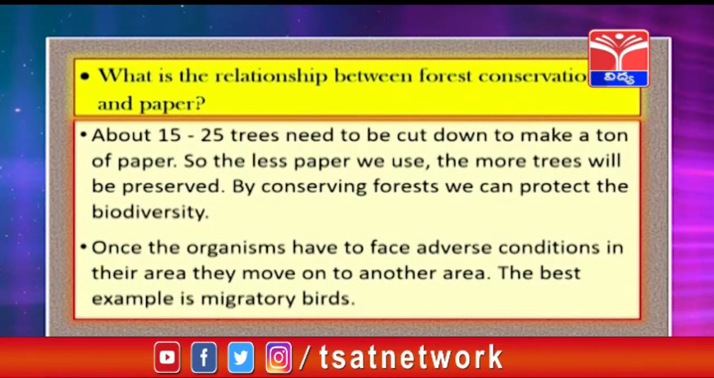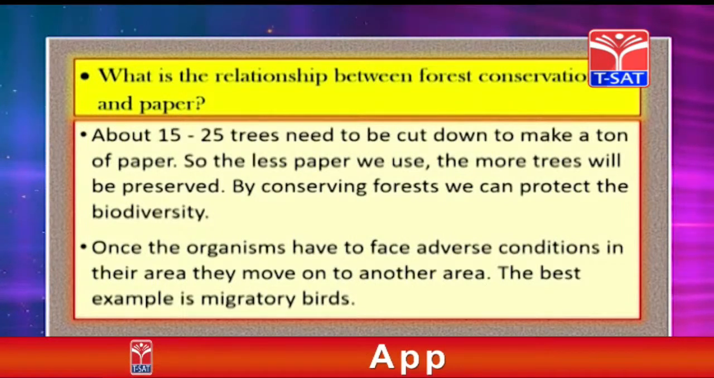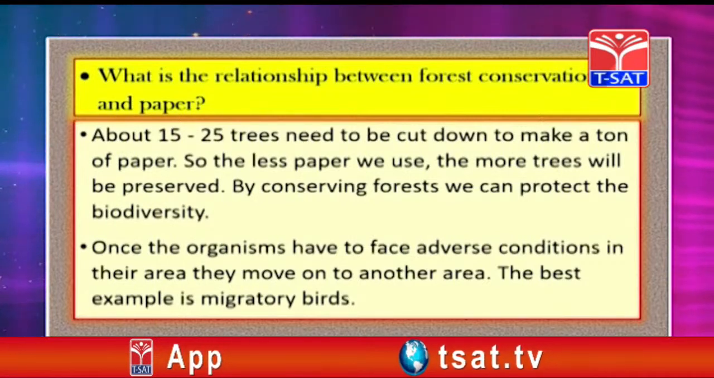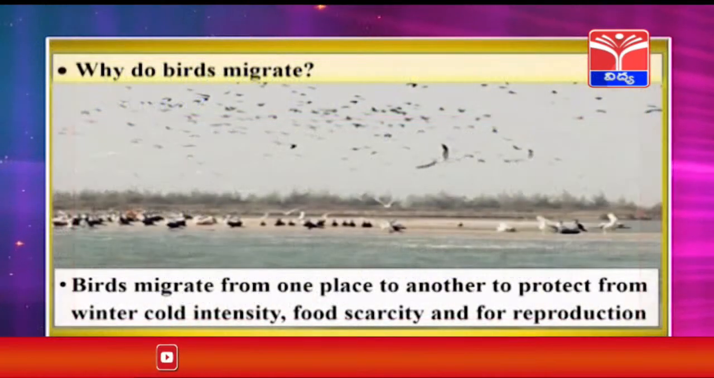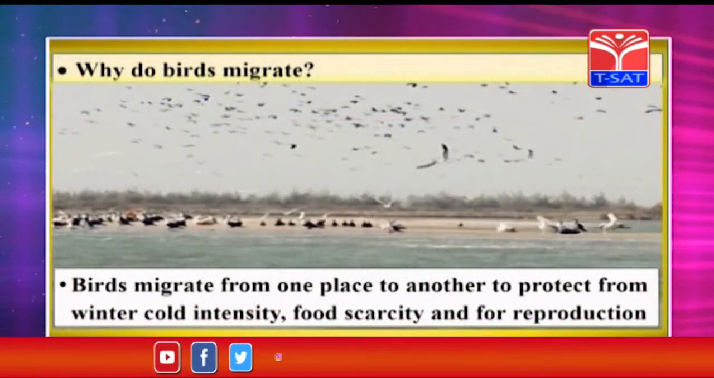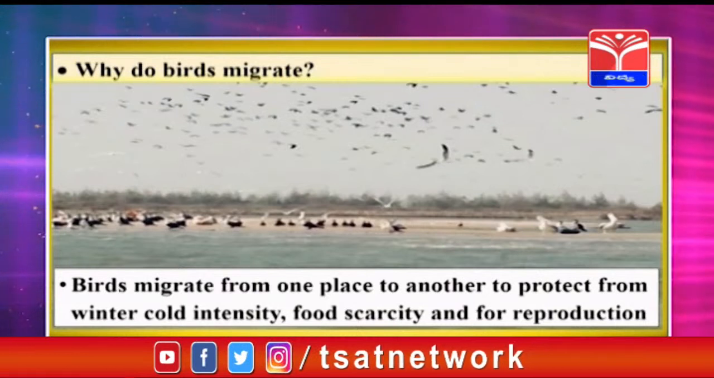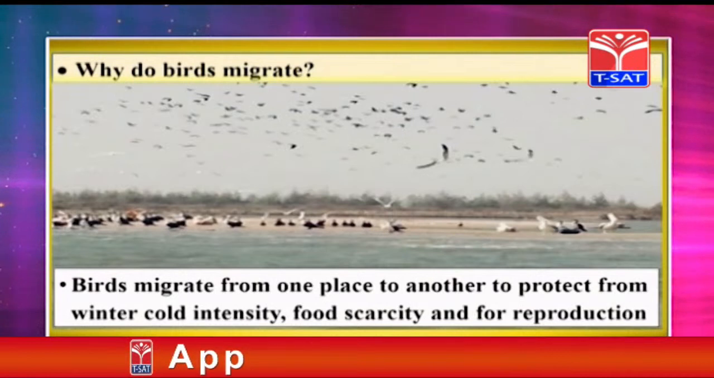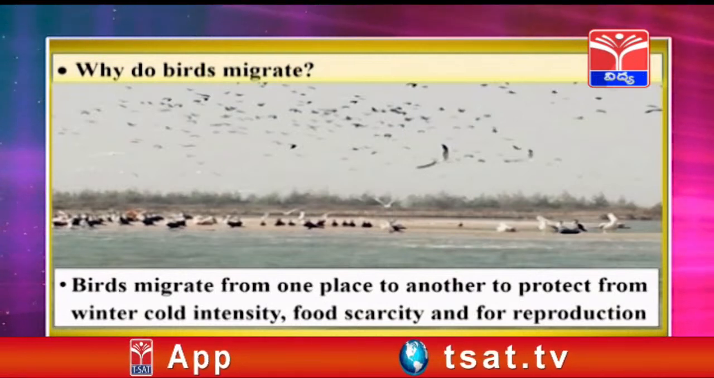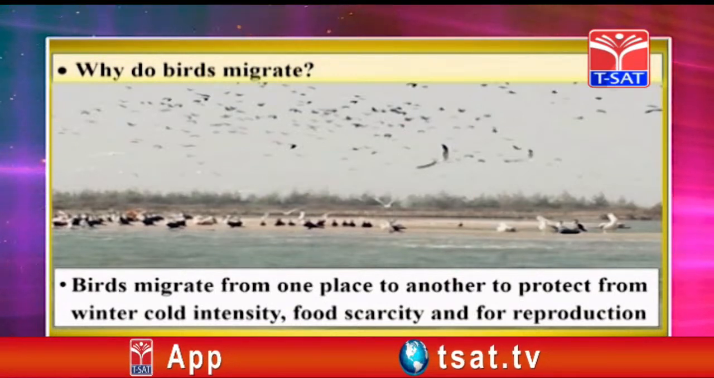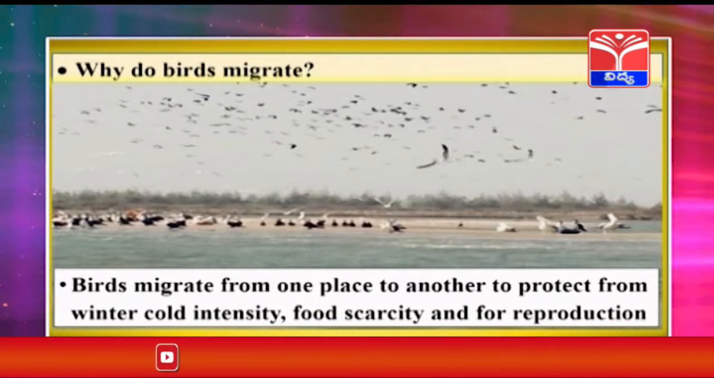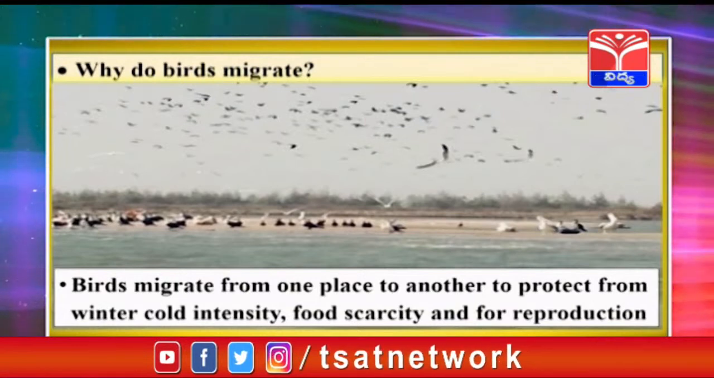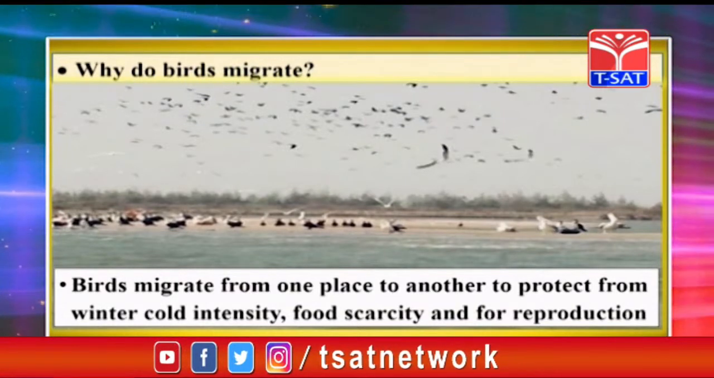Once the organisms have to face adverse conditions in their area, they move on to another area. The best example is migratory birds. Children, have you seen any migratory birds in your location? Why do birds migrate from one place to another place? Generally, birds migrate from one place to another to protect from winter cold intensity, food scarcity, and for reproduction purpose. You might have observed a flock of birds flying in the sky in a particular season.